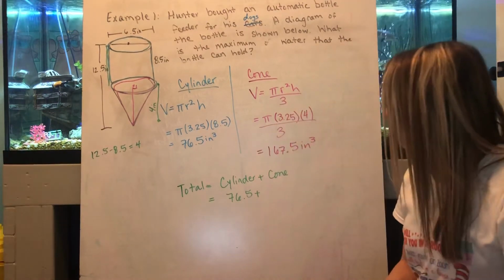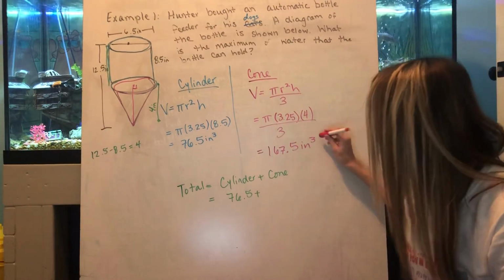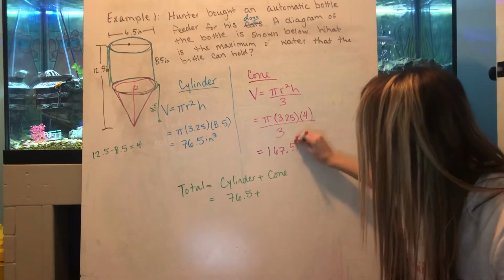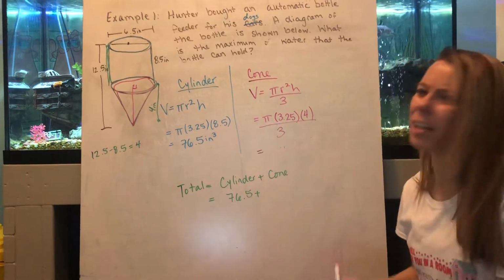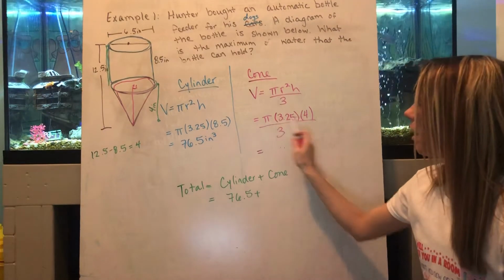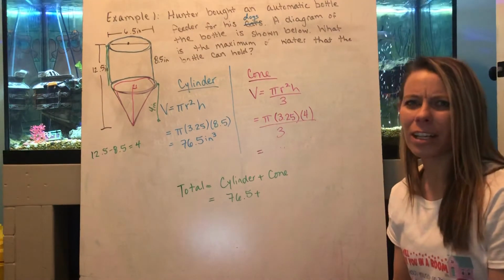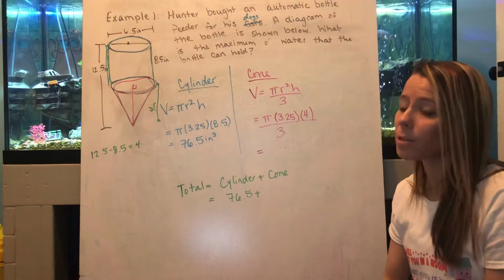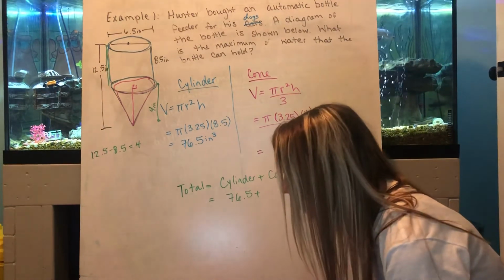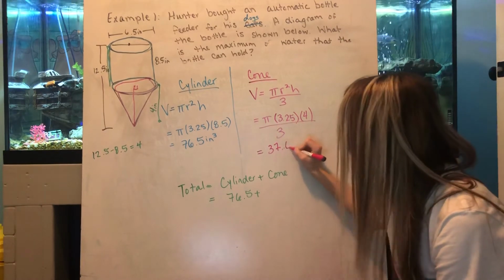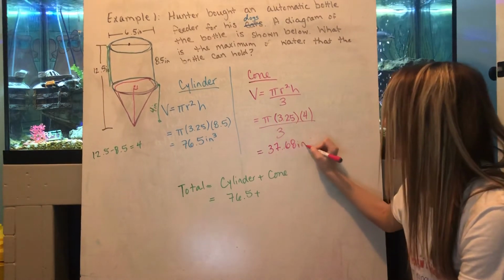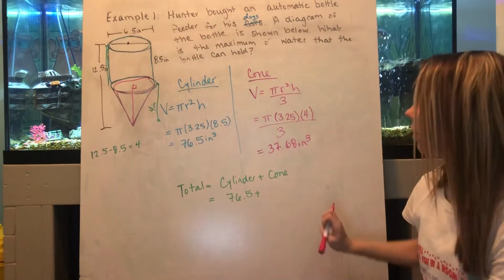Did not write that number down right. It is not 167.5. I was like, there's no way the cone is bigger than the cylinder. I am so sorry. Go back up to the cone. Type that number into your calculator again. Make sure you check all my numbers that I type into the calculator. Whenever you type that into the calculator, you should get 37.68 inches cubed. Sorry about that.